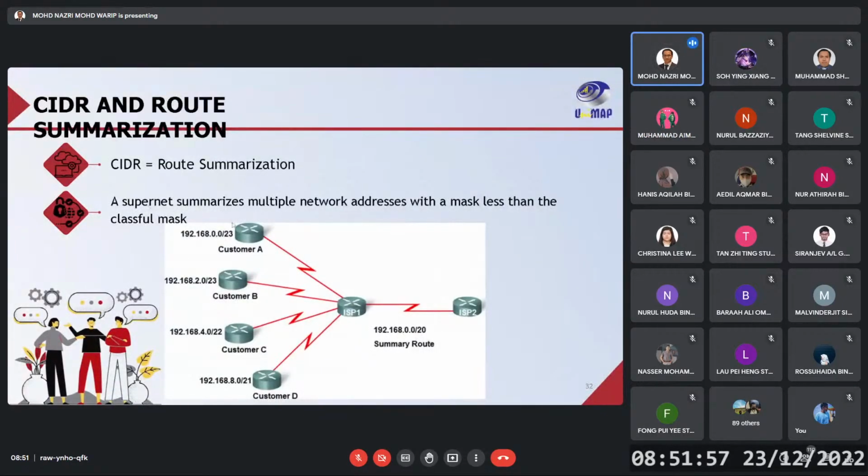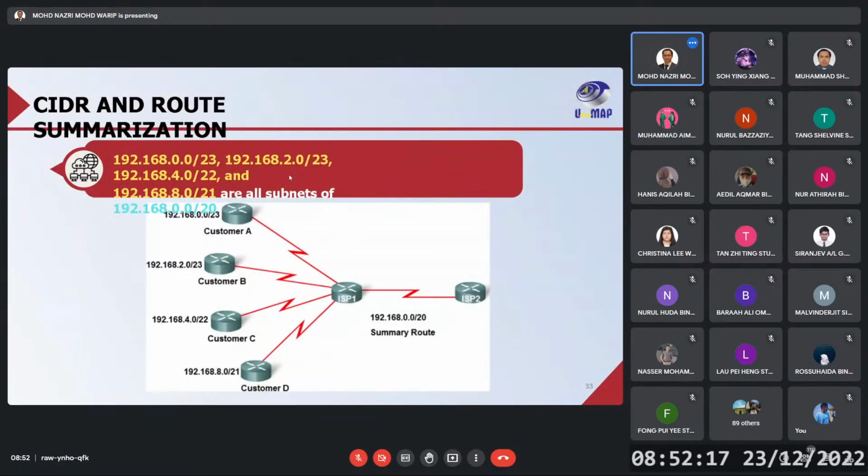192.168.0.0/20. Okay, they do route summarization. This one /21, /22, /23, /23. It becomes /20. Summary route and forward to other country. Okay, this example.